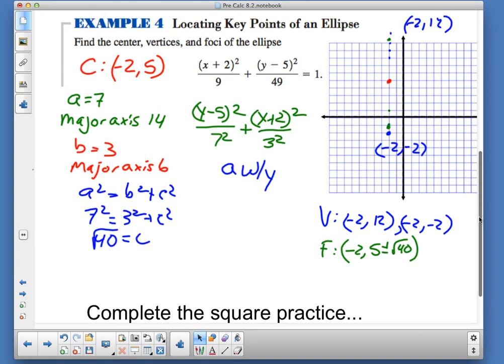And now I've got my minor axis information, and I'm 3 on each side, and I used red on that. So it's 1, 2, 3, 1, 2, 3, and I can get my ellipse sketched in there as I go.